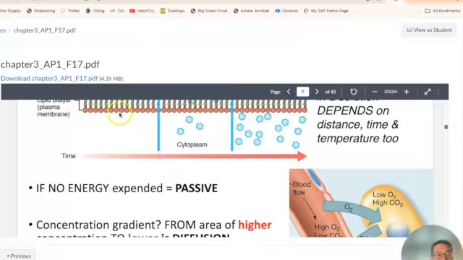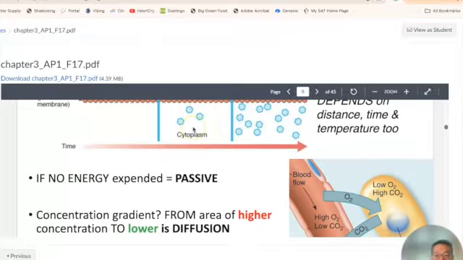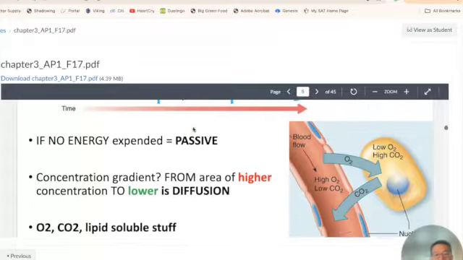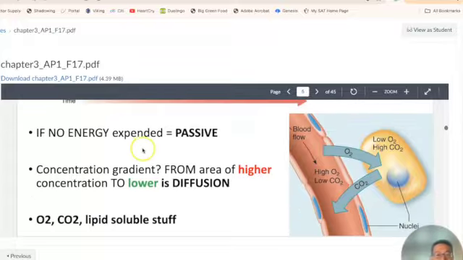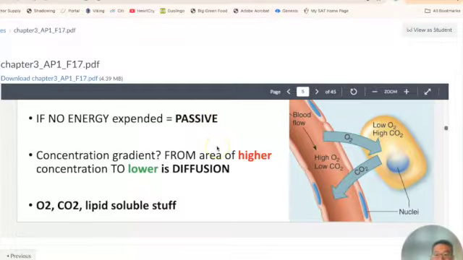So when it goes through the cell membrane like that, it's just absorbing it. Okay, there's no energy required, so it's just called passive movement. Okay, it goes from a high concentration area to a low concentration area.